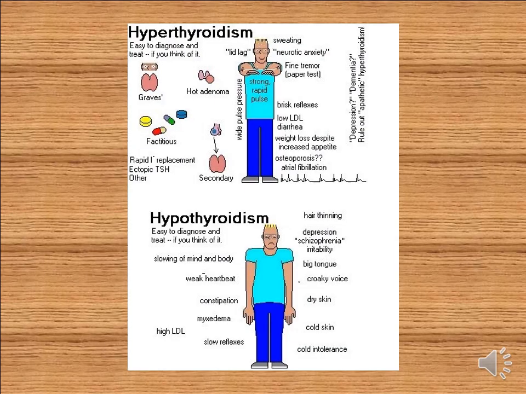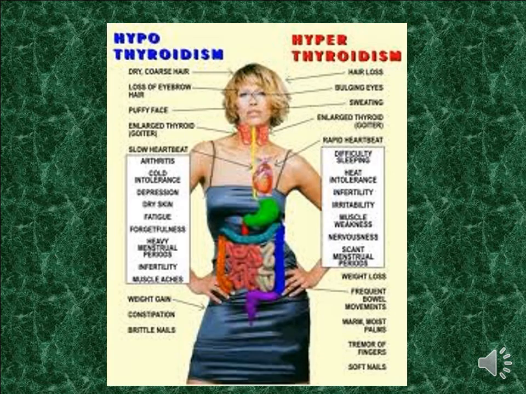This figure shows the difference between hyperthyroidism and hypothyroidism. This figure for females shows the difference between hyperthyroidism in red color and hypothyroidism in blue color.